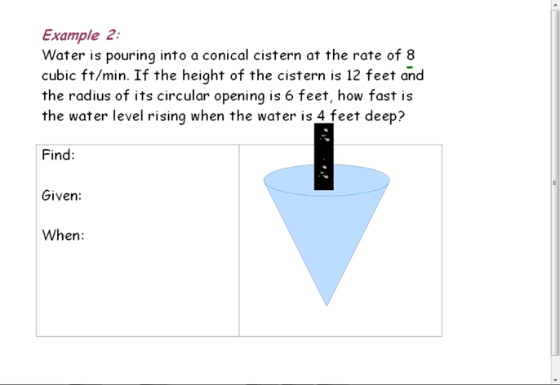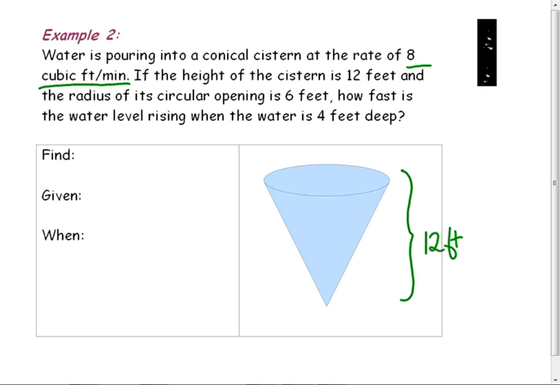Okay, so water is pouring into a conical cistern at the rate of 8 cubic feet per minute. Well, let me underline that. If the height of the cistern is 12 feet, so they're saying that this distance here is 12 feet, and the radius is 6 feet. This is 6 feet. How fast is the water level rising when the water is 4 feet deep?